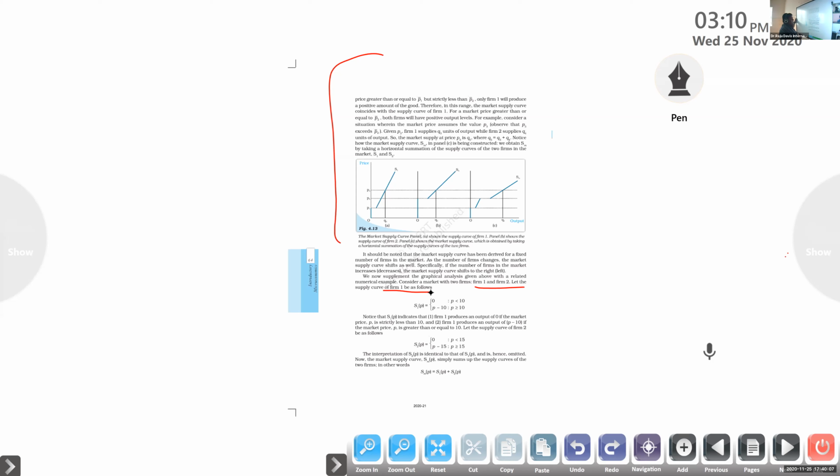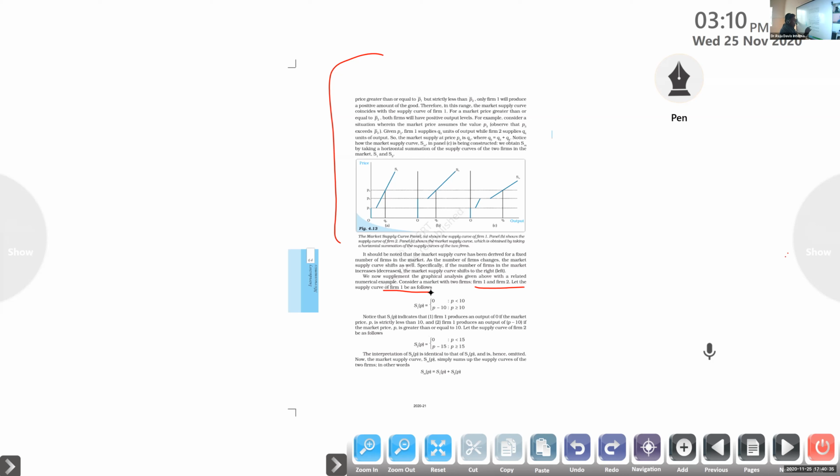We already studied that one firm will not produce a particular product if the price is less than 10 rupees. The other firm will not produce the product if the price is less than 15. That concept we already learned; remember it.